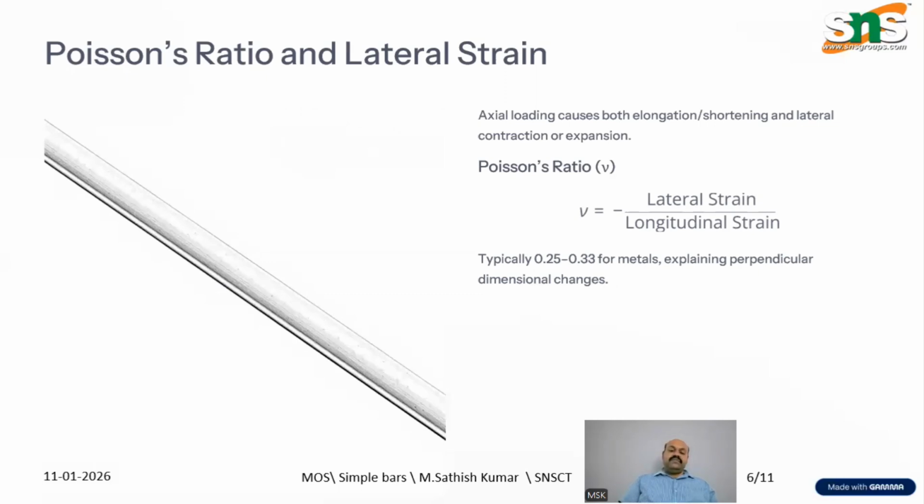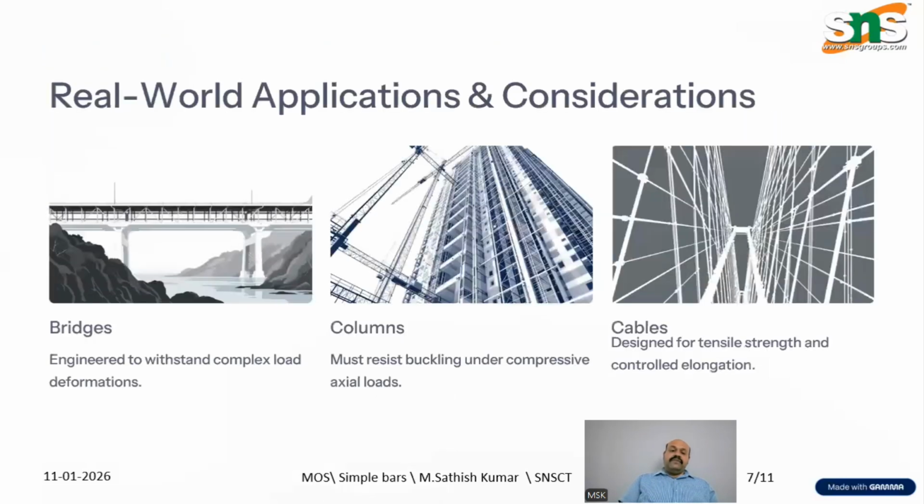And it is typically 0.25 to 0.33 for metals, explaining perpendicular dimensional changes, and 0.4 for rubber. So rubber has the highest Poisson's ratio. This has to be kept in mind since these things will be asked in the Graduate Aptitude Test in Engineering. And coming to real world applications, we have bridges, columns, and cables. So here we have the simple bars concept. Everything will be rectangular geometry or circular geometry.